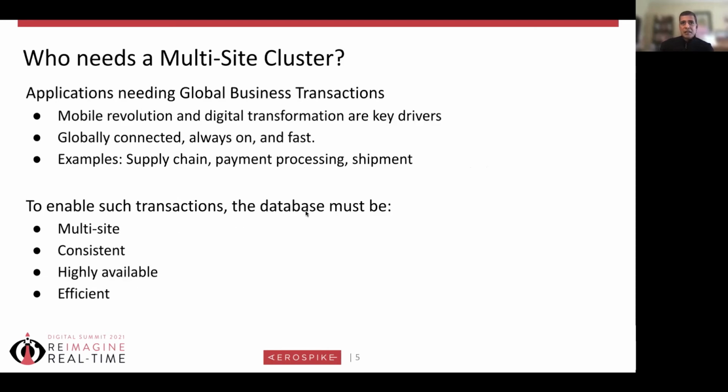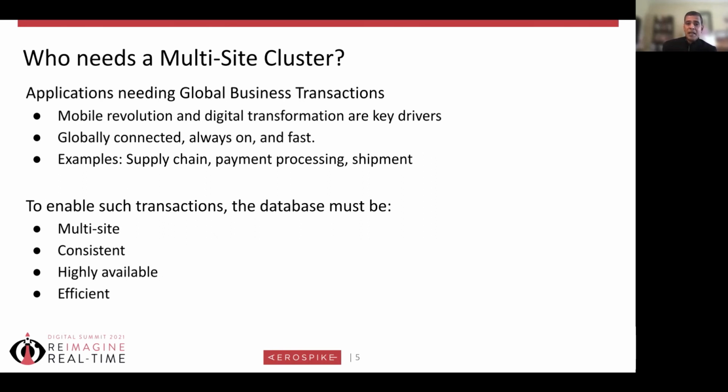So who needs a multi-site cluster, or what applications does a multi-site cluster enable? Applications needing global business transactions. This trend is driven by the mobile revolution, where all the users who are connected to their mobile devices can be connecting to the applications from anywhere in the world at any time. And the expectation is that the response from the applications will be fast. Whether you're sending money to your friend or checking on your e-commerce order, you want it to perform right away, quickly.